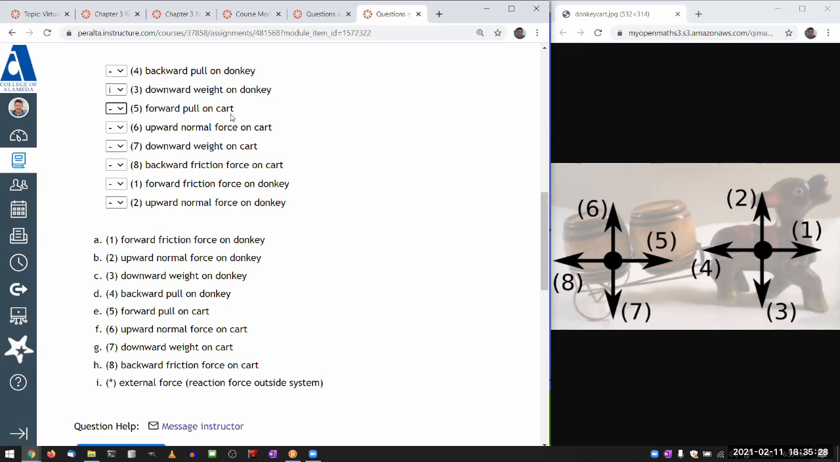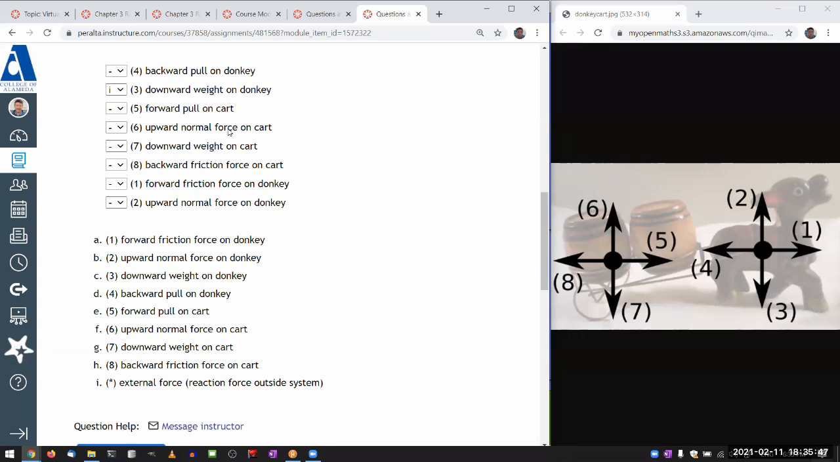Forward pull on cart. So that's number 5 here. I think the question even said the donkey is pulling the cart. This is one of the internal forces. So there's going to be a reaction force pair somewhere. Let me skip that for now.